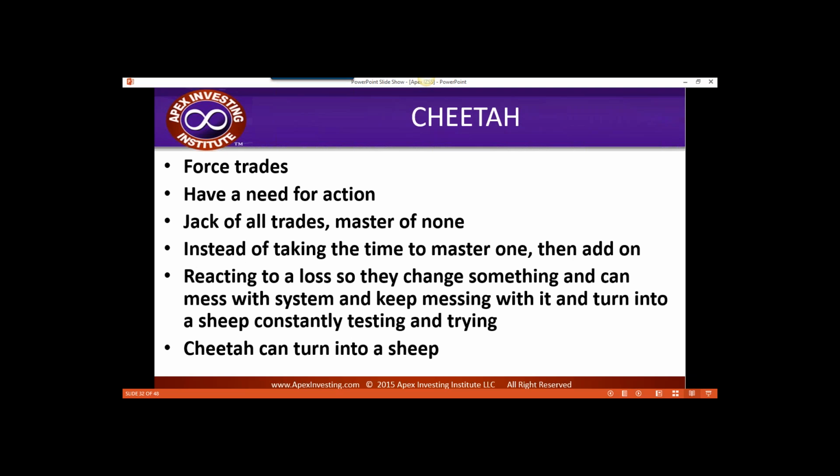And instead of taking the time to master one and then add it on, they're doing 10 different things at once. Okay? And then they have a loss and they might react to a loss, so they change something and can mess with the system, and they keep messing it up. And because they're doing 10 different systems at once, they mix up the rules of one with the other. Maybe one time that actually worked for them, so they always do that now, so they created their own 11th system that they've added on. They are all over the place.